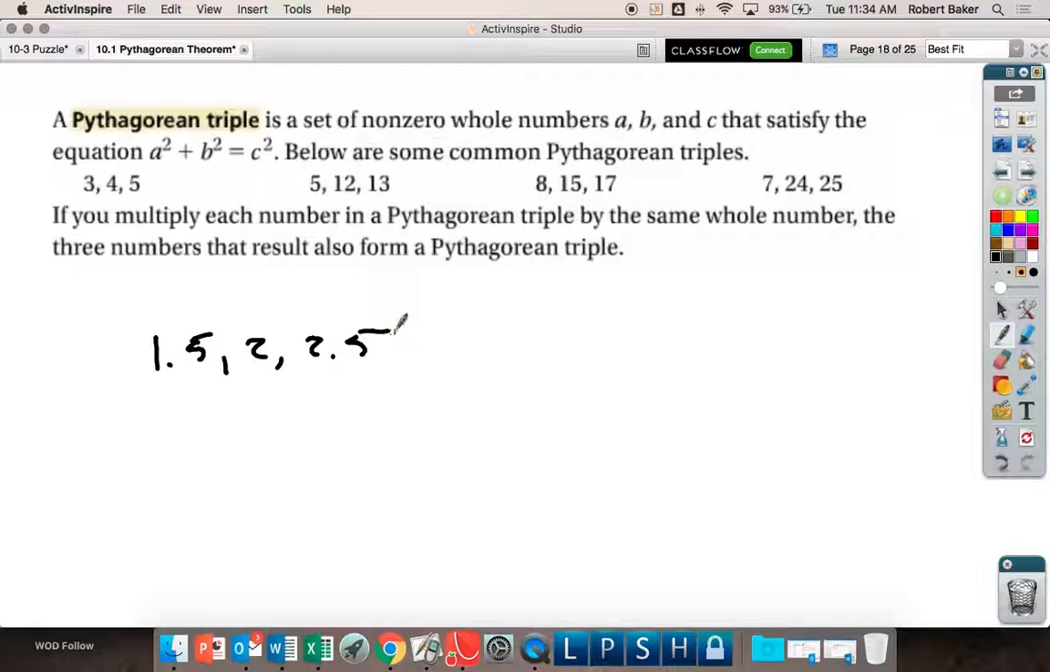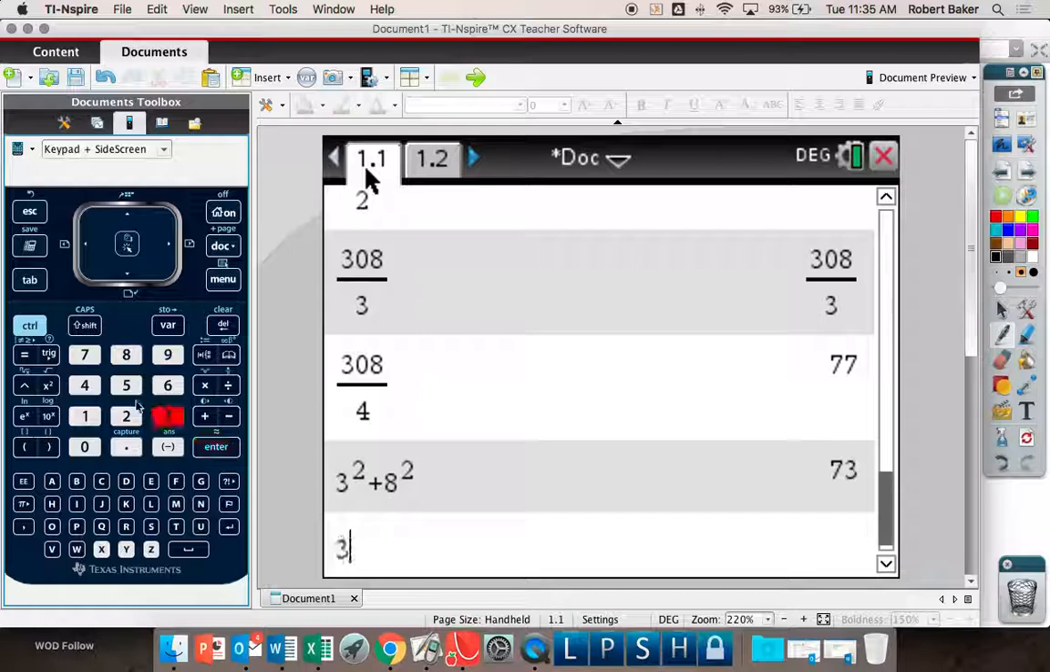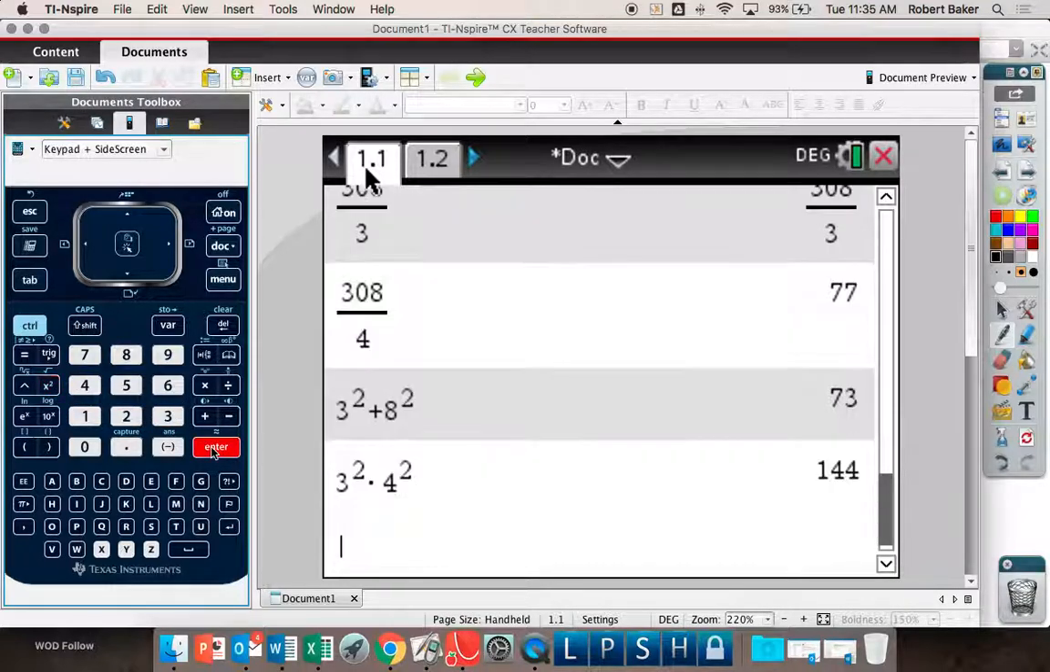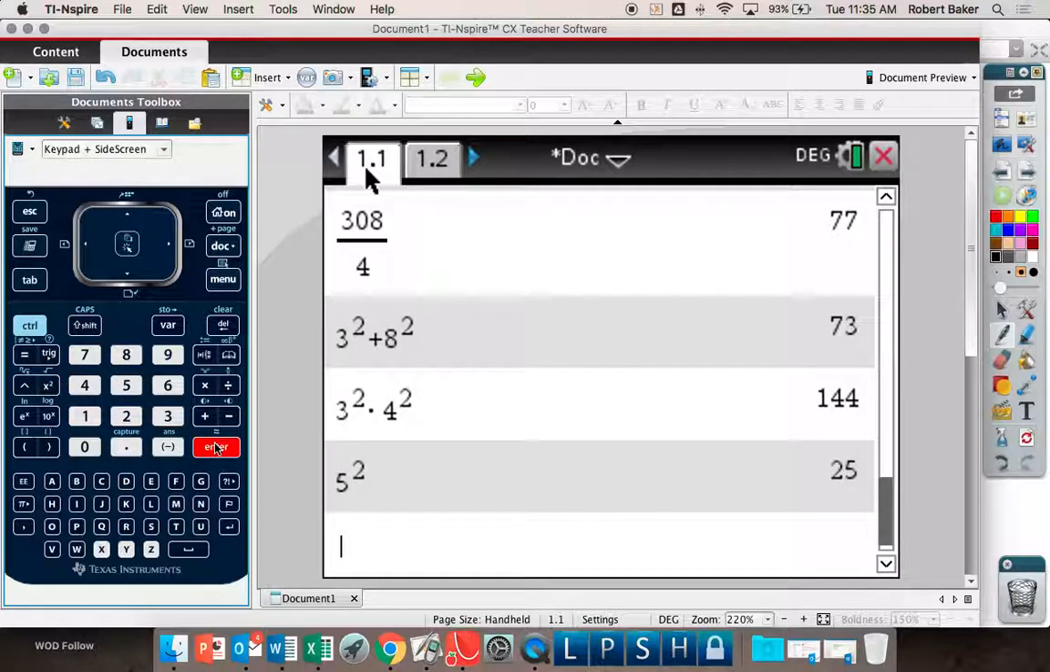So if you read the definition, it says a Pythagorean triple is 3 whole numbers. 3, 4, 5, Pythagorean triple. But if I divide 3, 4, and 5 by 2, I get this same Pythagorean triple. It will work. It is a right triangle. So Pythagorean triples always work. 3 squared plus 4 squared equals 5 squared. They are equivalent.